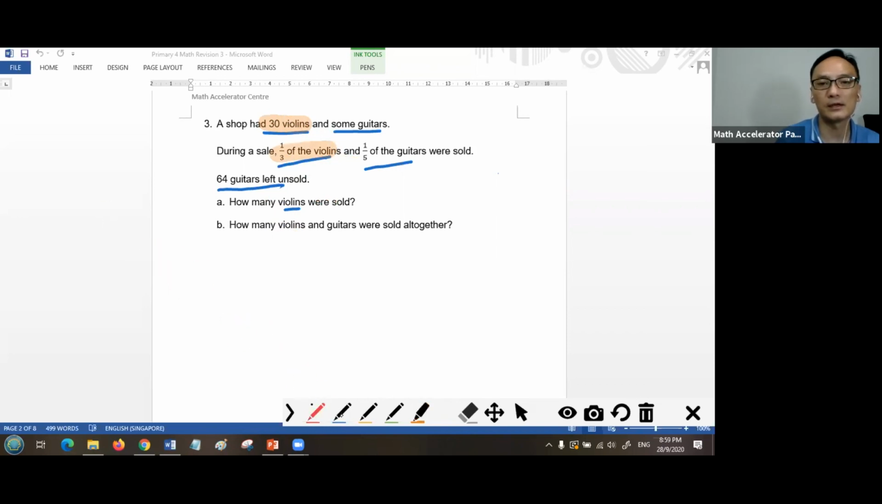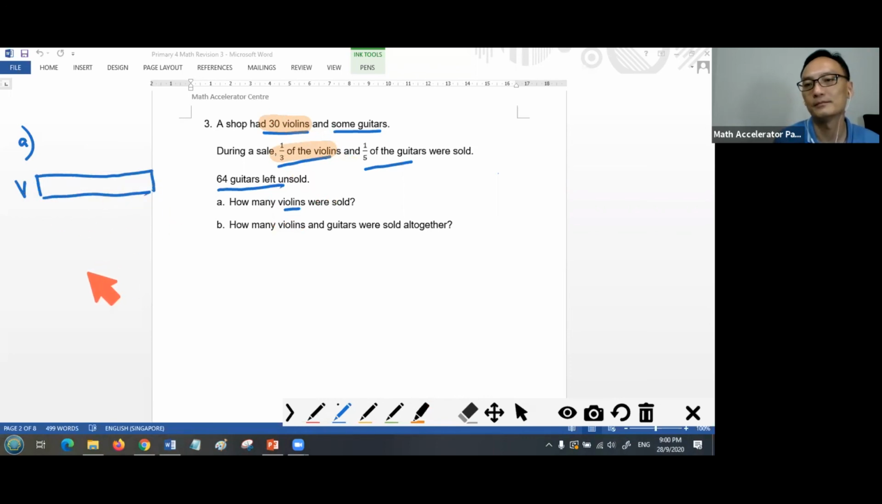So let's build up the question. The first thing is violin. If you draw a model for the violin, how many units would that be? Can you let me know? How many units? Look at this fraction. Right, very good. Amelia, Minishka. So we have 3 units.